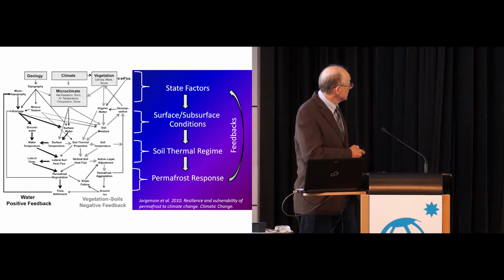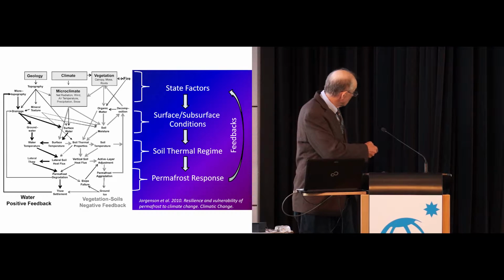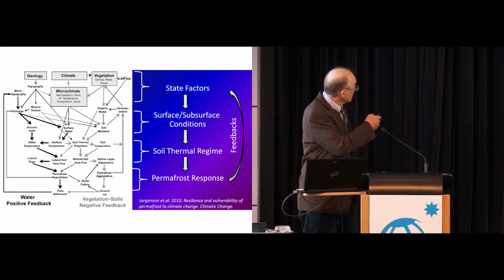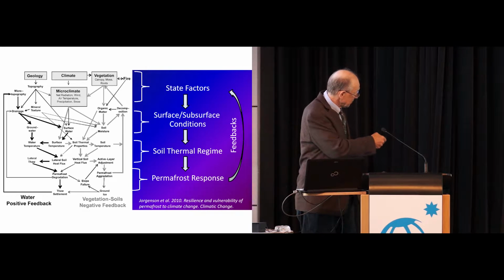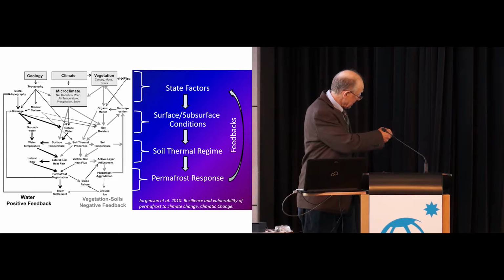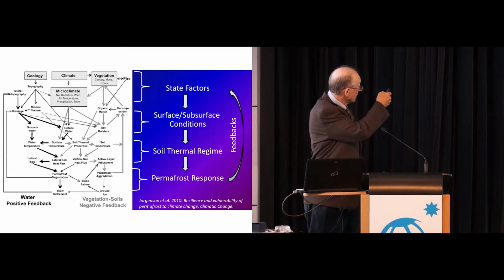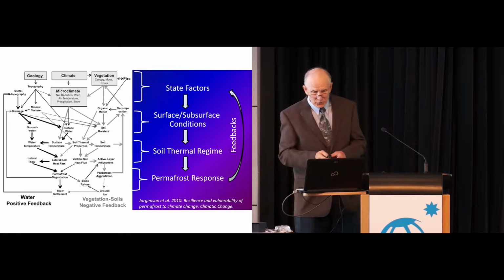So climate interacts with topography to affect microclimate, to affect surface water, and organics and water are going to affect thermal properties, which affects the soil heat flux, which then affects degradation, thaw settlement, and that may affect water on the surface and go back to affect thermal properties at the surface once again.